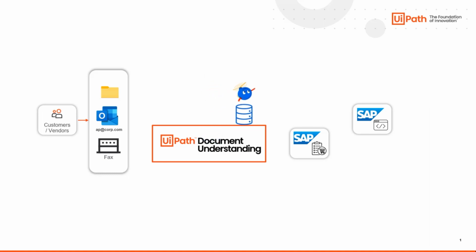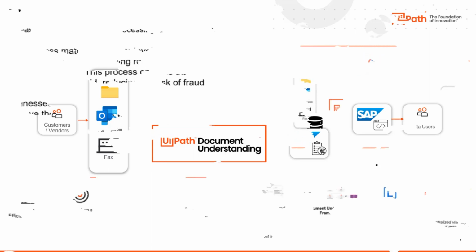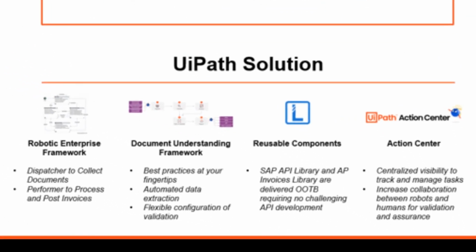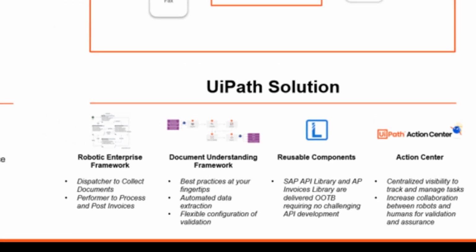In this demo video, we will showcase how the accelerator retrieves invoice files, classifies them, extracts relevant information with UiPath Document Understanding, and matches them to corresponding purchase orders. We'll be able to see the power of UiPath Orchestration, UiPath's Document Understanding framework, UiPath's human-in-the-loop capabilities, and the use of UiPath Studio's out-of-the-box Robotic Enterprise Framework.